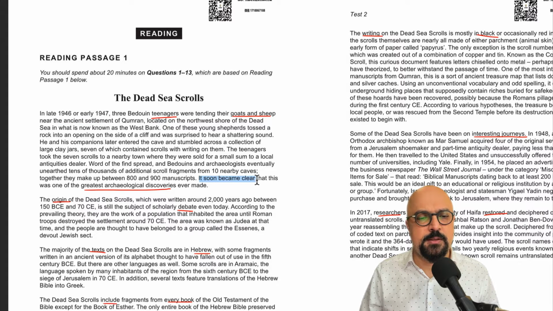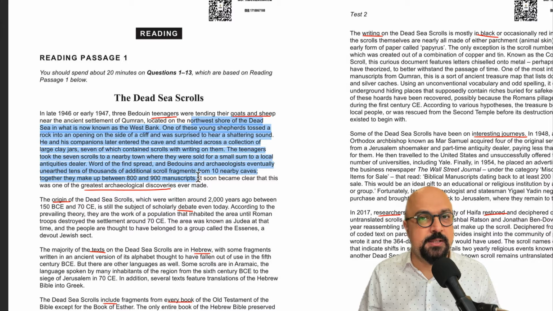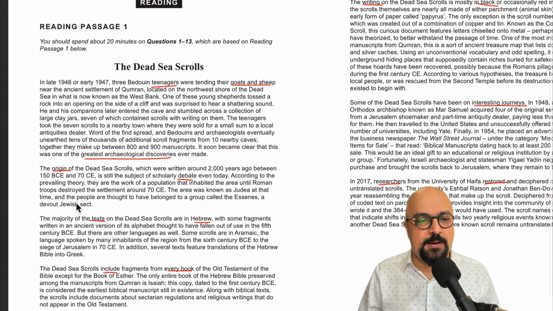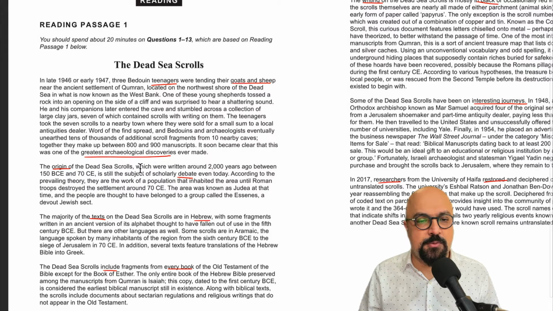It soon became clear that this was one of the greatest archaeological discoveries ever made. So this is a discovery. What kind of discovery? It's an archaeological discovery. Even if you don't know this word, don't worry. It doesn't really matter. It's a discovery anyway. Fine. Do I need to read the paragraph completely? Not really. At least in this case, we have enough information to get an idea of what this passage is going to be about. Next paragraph, the origin of the Dead Sea Scrolls, which blah, blah, blah.